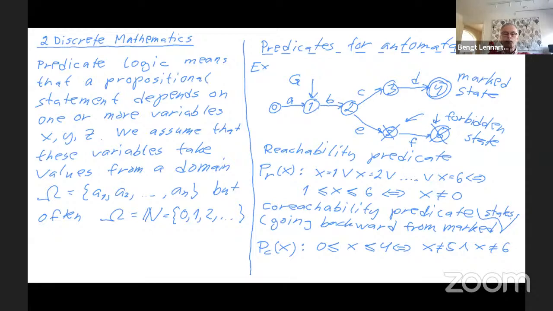Thank you so much. And can you please summarize the meaning of the term predicate here, and in what sense are we using the term predicate, and how is this different from the proposition thing?